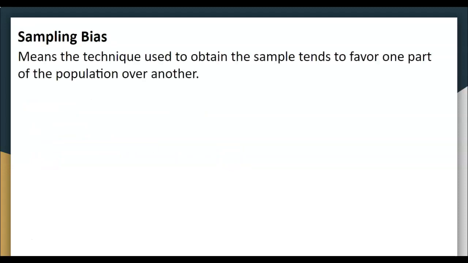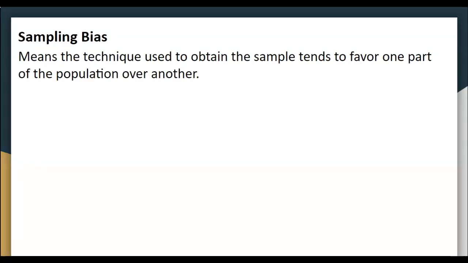So let's talk about sampling bias first. Sampling bias means the technique used to obtain the sample tends to favor one part of the population over another. One good example is when we use convenience sampling. If you remember in the previous section, we mentioned that convenience sampling is not really a good strategy because the individuals are not chosen through a random sample.